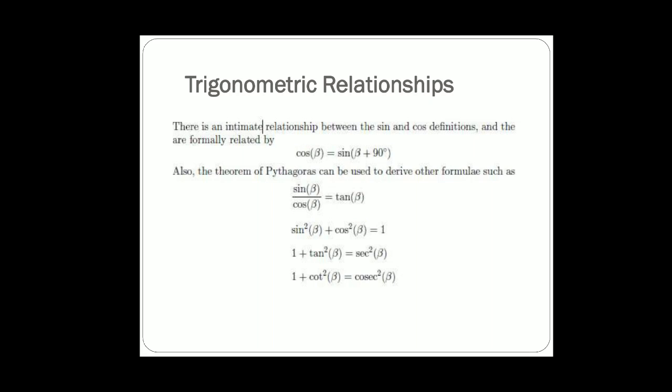beta. Sin square beta plus cos square beta is equal to 1, 1 plus tan square beta is equal to sec square beta, and 1 plus cot square beta is equal to cosec square beta. So these are the relationships or trigonometric relationships using Pythagoras theorem.